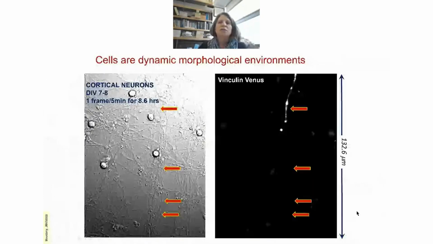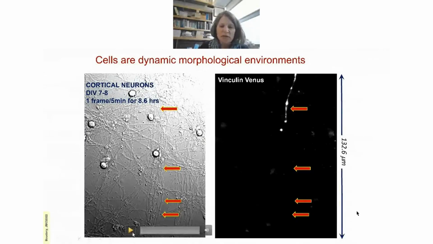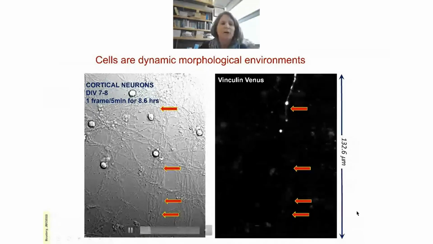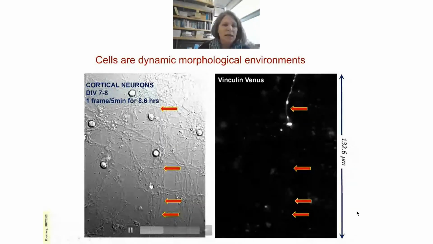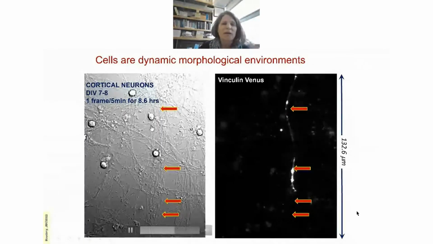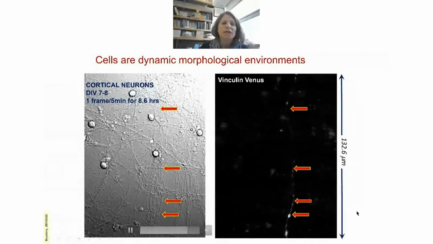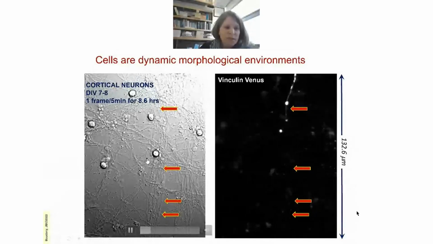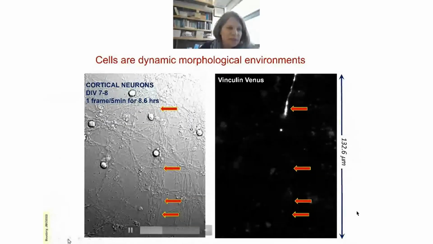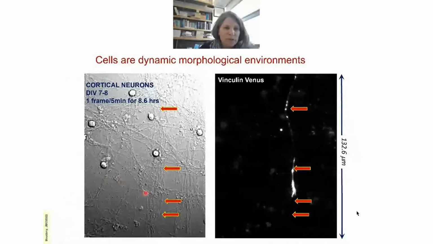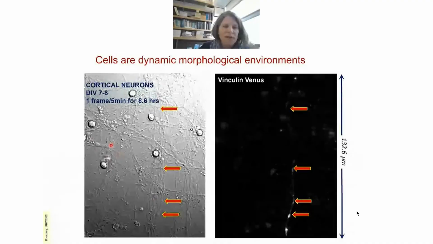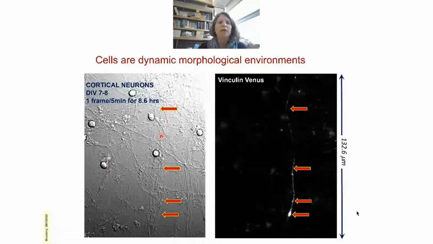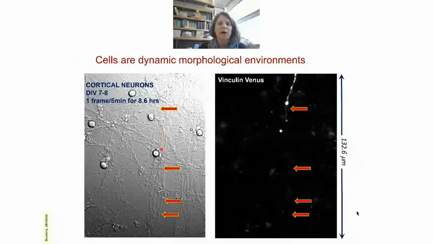So cells and tissues are morphologically dynamic environments. As you can see here in this slide, you're looking at neurons extending their processes on a glass slide. On the left is a differential interference contrast image of these neurons. If you look very carefully, you should be able to see processes extending here. Let me see if I can point them out with my laser pointer. There are processes extending, going sideways, going up, and really very motile processes going on.